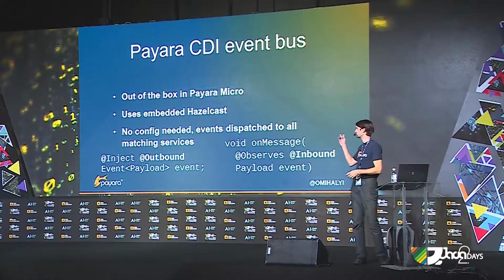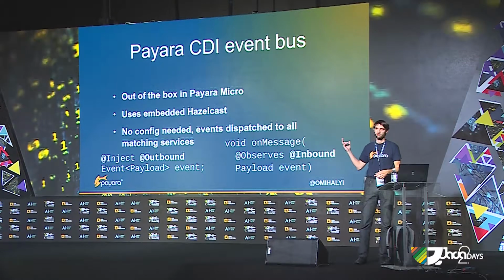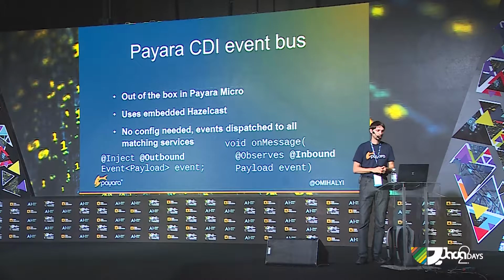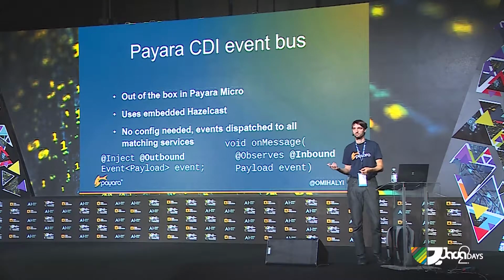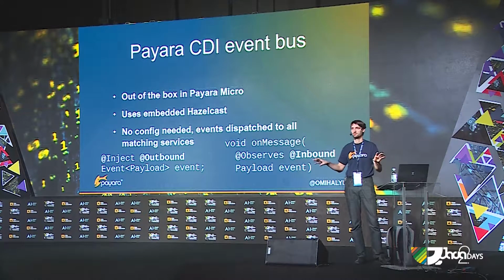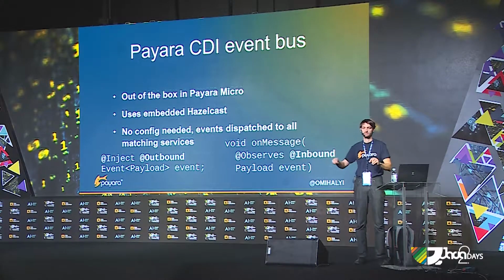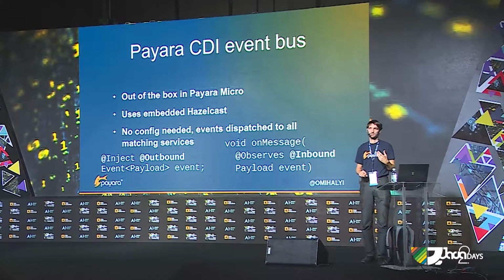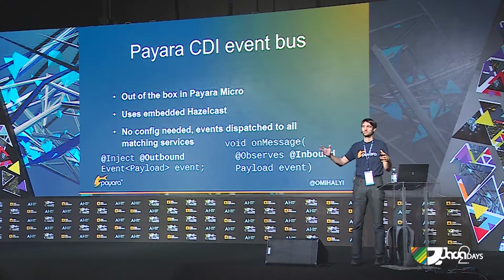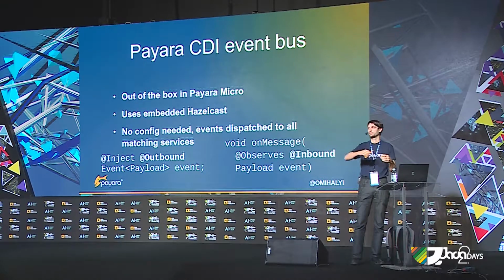annotations. One is on the sending side, so if you trigger events, you have to mark the event with the outbound annotation, and on the other side, you observe the event with inbound. And these two pieces of code are in two different applications deployed into different services. But it's that easy to bridge these services from one CDI event to another service.